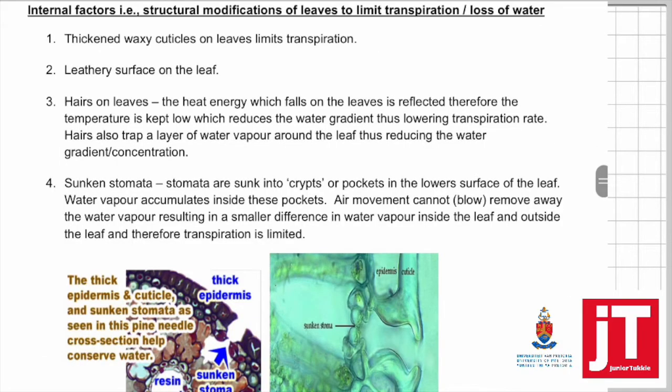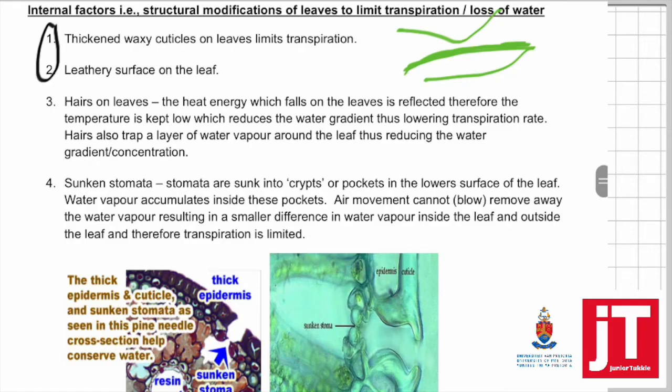Now, internal factors have to do with the structure of the leaf and how the structure of the leaf reduces or limits water loss. Now, 1 and 2 are very, very similar. They have to do with the cuticle. Firstly, the cuticle is waxy. That means it's a bit shiny. And by the cuticle being shiny, it can actually reflect heat from the sun. And by reflecting heat from the sun, it keeps the leaf cool and can reduce water loss.